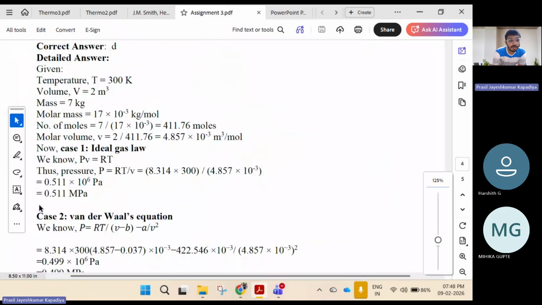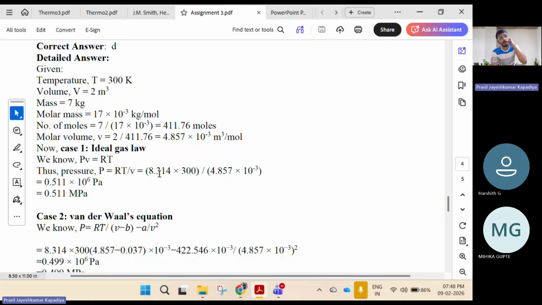Okay, so it is coming out to be 0.511, where P is RT by V, R is 8.314, T is 300, and my molar volume will be equal to 2, the actual volume, divided by my number of moles. So 7 kg mass divided by its molecular weight, 17 into 10 raised to minus 3 kg per mole. So if you put this, you get ideal gas pressure as 0.511 into 10 to 6 Pascal. So that is nothing but 0.511 megapascal.